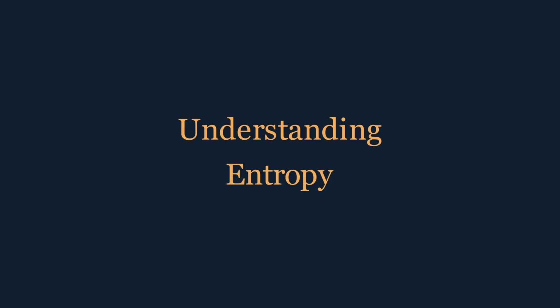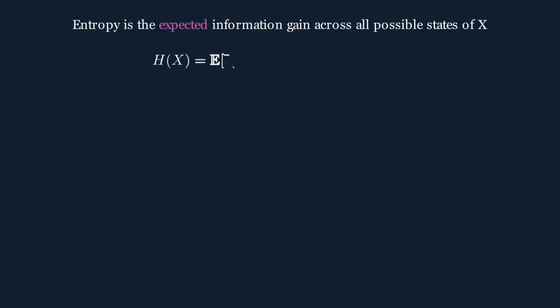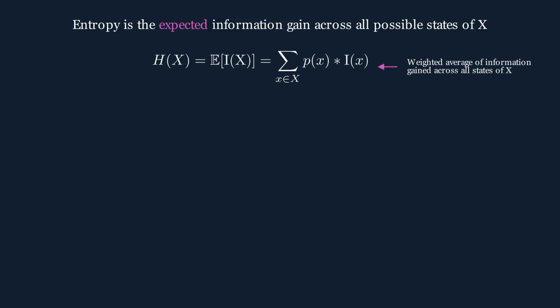Entropy is one of those names which reveals nothing about the concept until you dig into the explanation itself. If you're familiar with the concept of expectation from the world of probability, we can think of entropy as nothing but expected information gain over all possible states of x. I like to think of expectation as a fancy word for weighted average. So essentially what this formula is doing is taking a weighted average of information for all states of x.